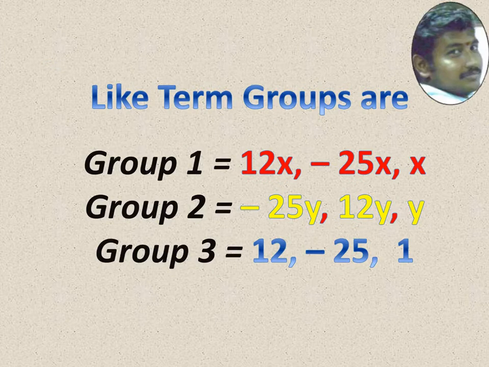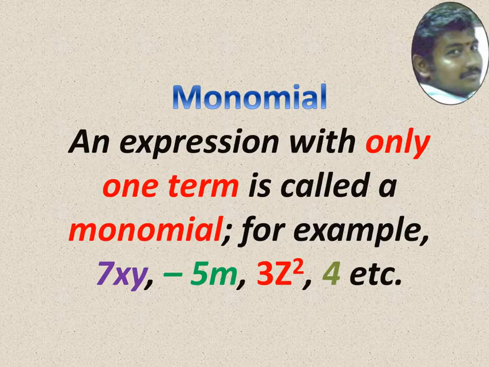So the like term groups are: group 1 is 12x, minus 25x and x. Group 2 is minus 25y, 12y, y. So all y in one group, all x in one group. Then the third group is all constants, just numbers: 12 and minus 25.